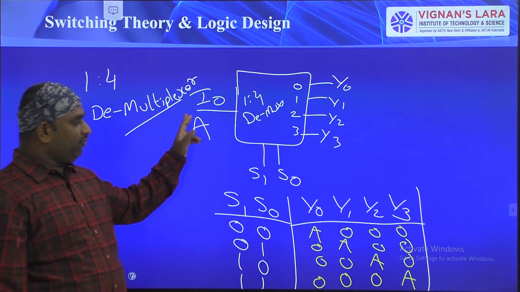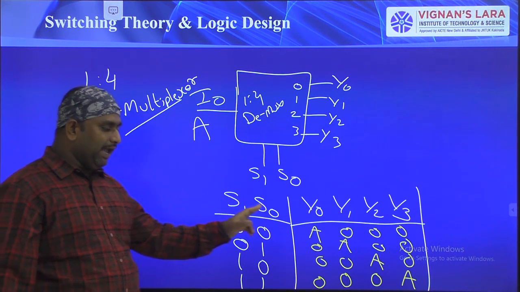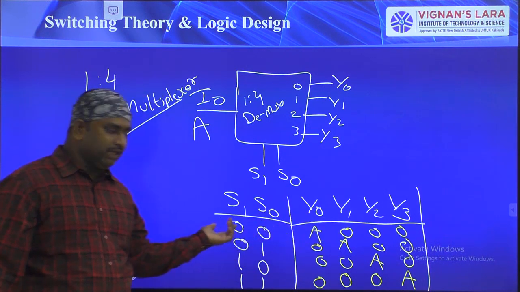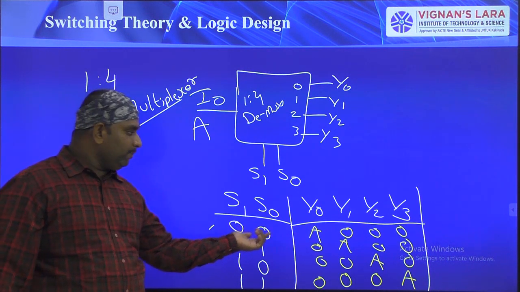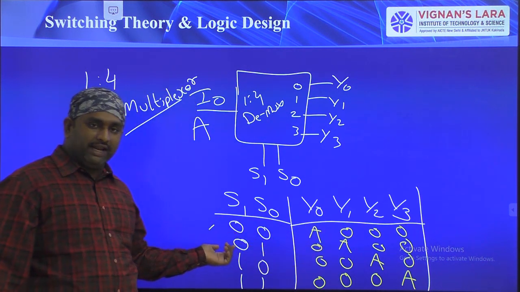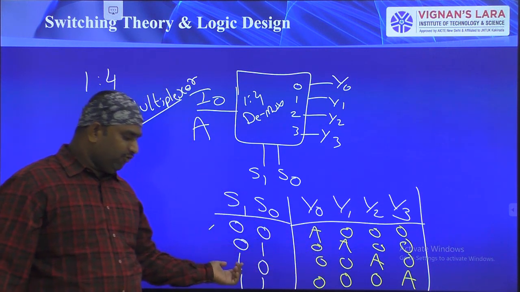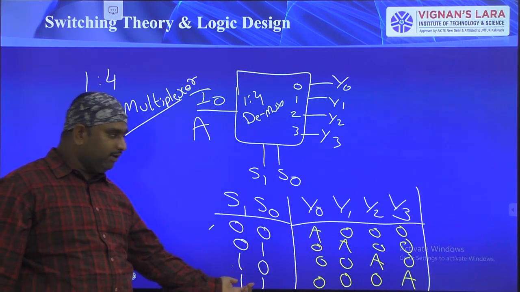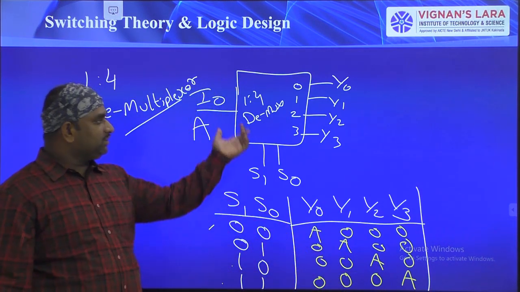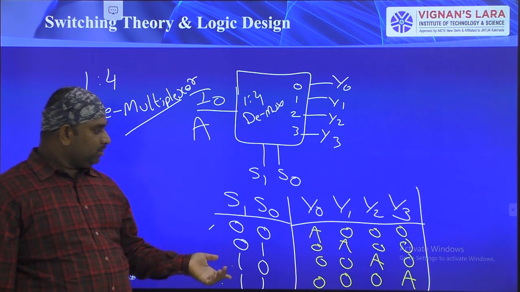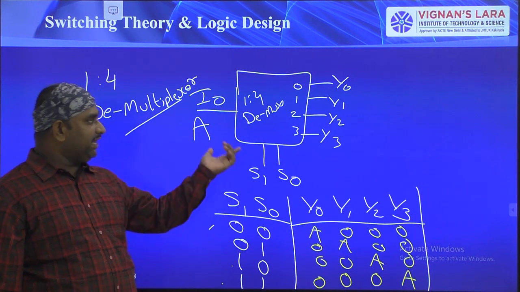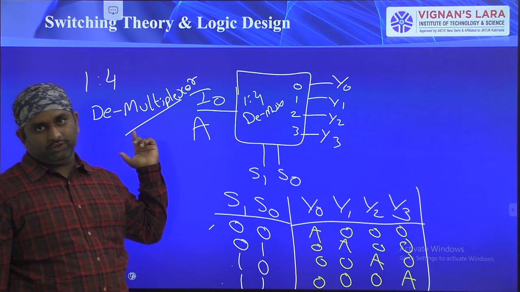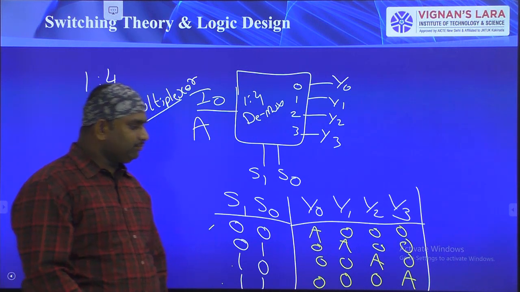Okay, it's a very simple thing. If the information is A at the input side, then the output is available at Y0 or Y1 or Y2, Y3 based on the selection lines. If you select 0, 0, the output Y0 is equal to A. If you select 0, 1, Y1 is equal to A. If you select 1, 0, Y2 is equal to A. If you select 1, 1, Y3 is equal to A. So you are using selection lines for selecting which output has to connect to the input.